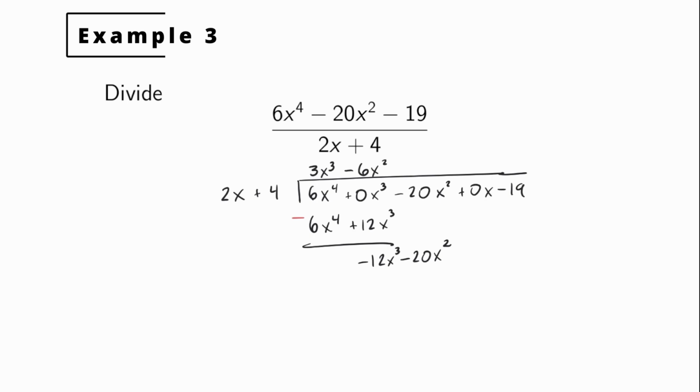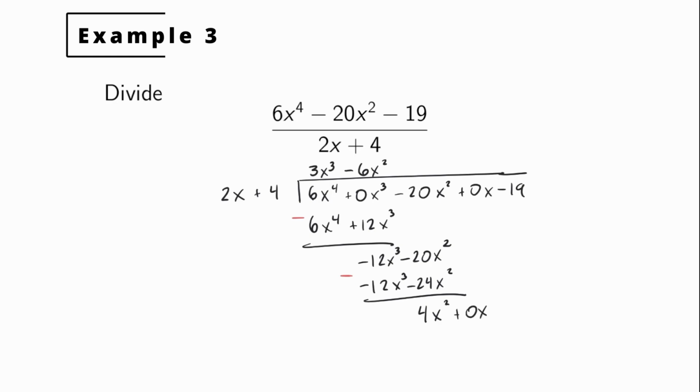We multiply both terms in the divisor by that. We will get negative 12x cubed, and we will get negative 24x squared. Okay, now we subtract. The negative 12x cubes cancel out, and we have negative 20x squared minus negative 24x squared. That will give us positive 4x squared. And then we need to drop down the next term, which is 0x.